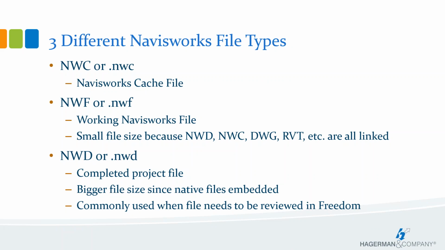So that brings us to the 3 different file types. The first file type you need to know is the NWC or .nwc. That is also called a Navisworks cache file, and that is what Navisworks is reading when you open a Revit, AutoCAD, Inventor file, or something else in Navis. Even if you open the file natively within Navis, the software converts it to NWC. And that is what the software is actually reading.